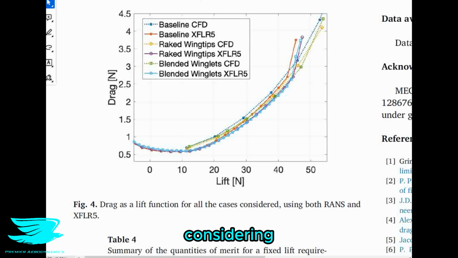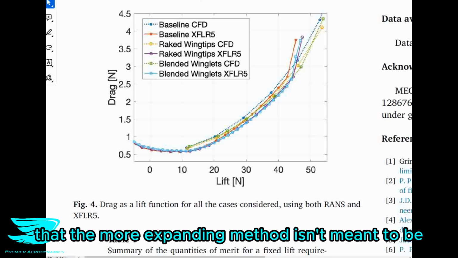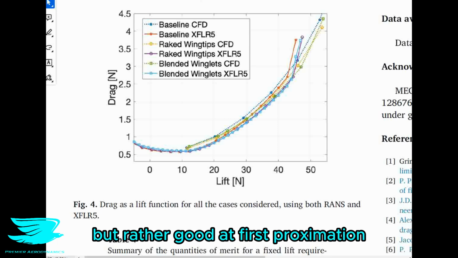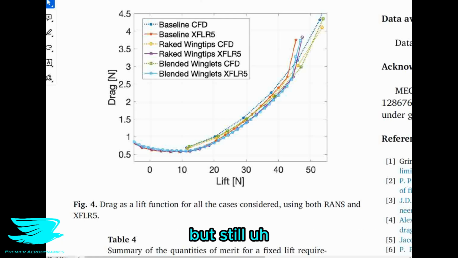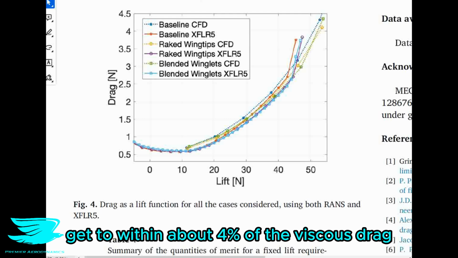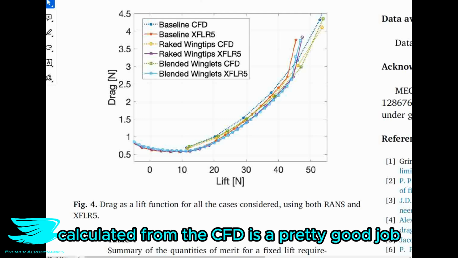Anyway, considering that the vortex panel method isn't meant to be the be-all and end-all, but rather a good first approximation, I think it's pretty decent to have these mismatches, but still get to within about 4% of the viscous drag calculated from the CFD is a pretty good job.